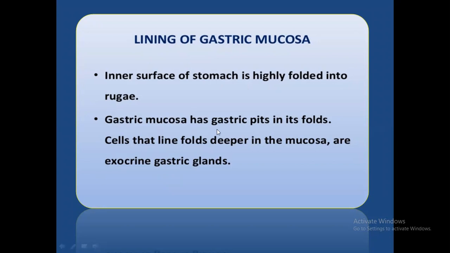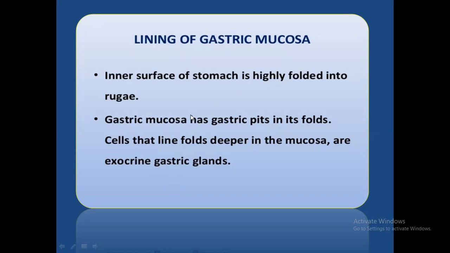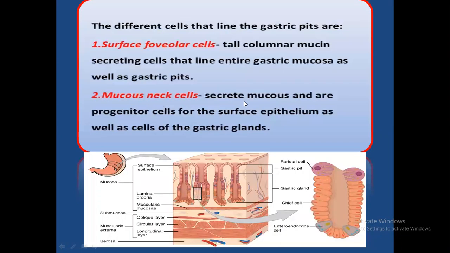The gastric mucosa has gastric pits in its folds. So I will show you a gastric pit. These foldings we call gastric pits. You can see here, this is the gastric pit. In these gastric pits, gastric glands are present. The cells that line folds deeper into the mucosa are exocrine gastric glands. Gastric glands have ducts, so that's why we call them exocrine gastric glands. These are present in the gastric mucosa region.